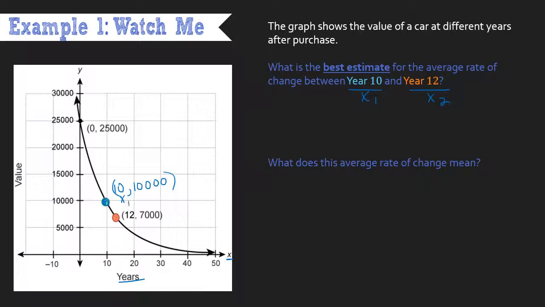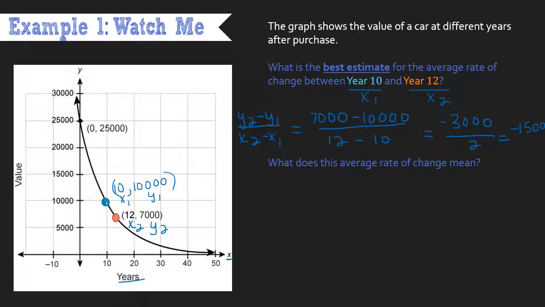So this is my x1 and my y1. This is my x2 and my y2. And again, we want to use our average rate of change formula. So that's my y2 minus y1, the change in y's divided by the change in x's. So we're just going to plug in our values. My y2 was 7,000. My y1 was 10,000. And we divide that by my x changes, so 12 minus 10. So 7,000 minus 10,000 is negative 3,000, and 12 minus 10 is just 2. When I divide these two, I get negative 1,500.